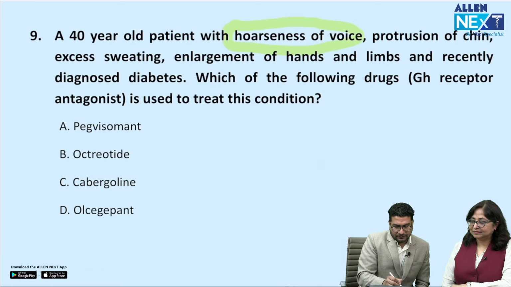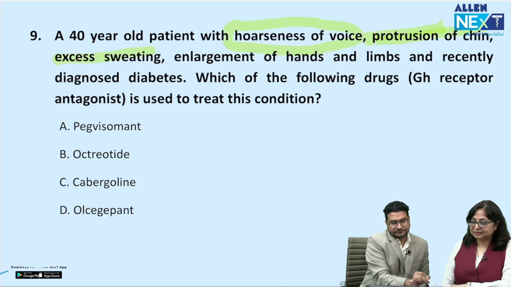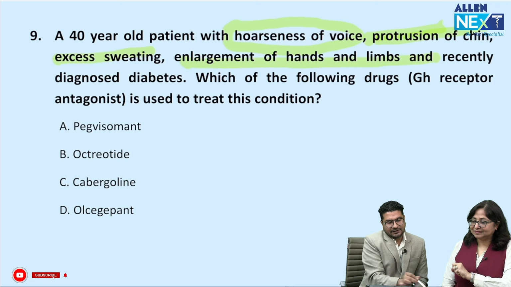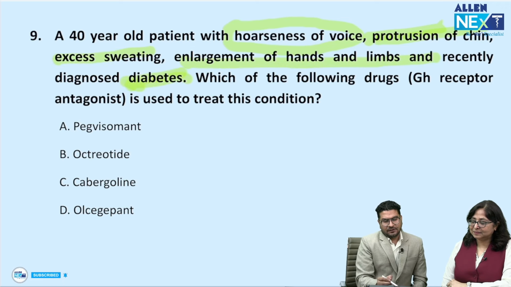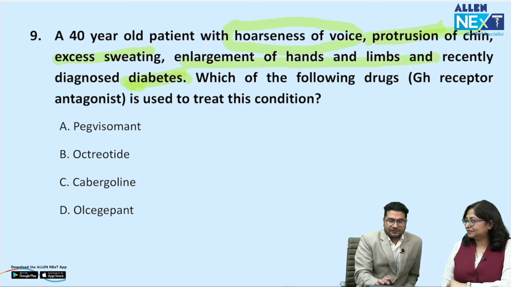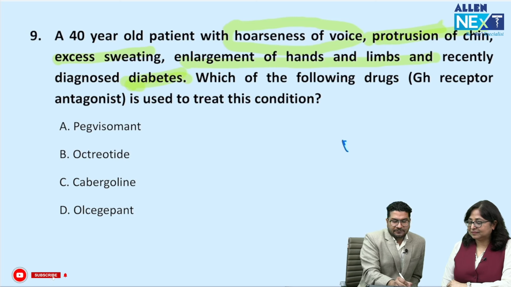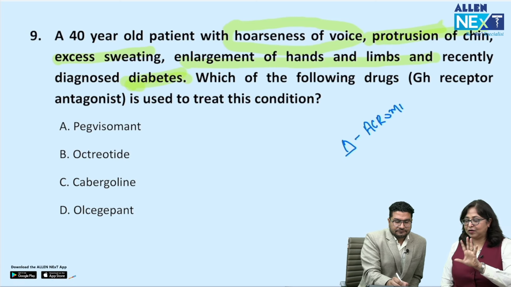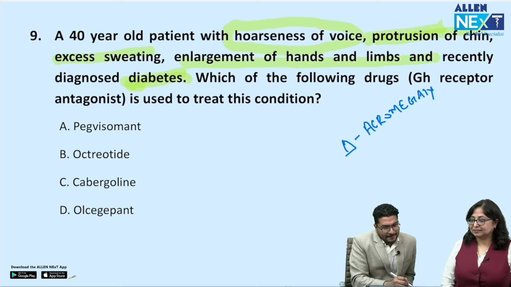So you can see protrusion of chin, excess sweating, enlargement of hands and limbs, and recently diagnosed diabetes. The following drug is used to treat this condition. Now understand this, they have not asked you only about the drug, they are asking you about the classification also. So you know the diagnosis for this condition. So the diagnosis is acromegaly. Now tell me the answer.